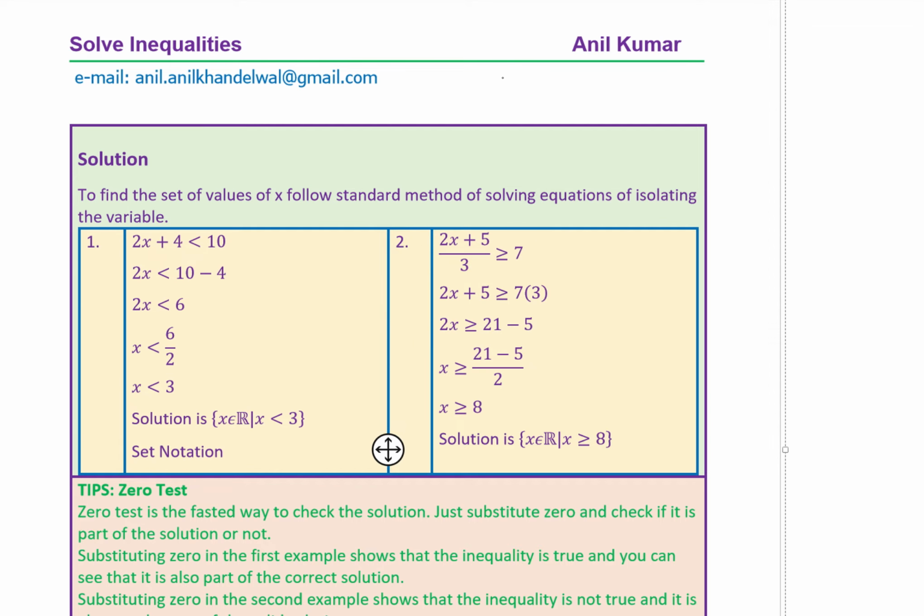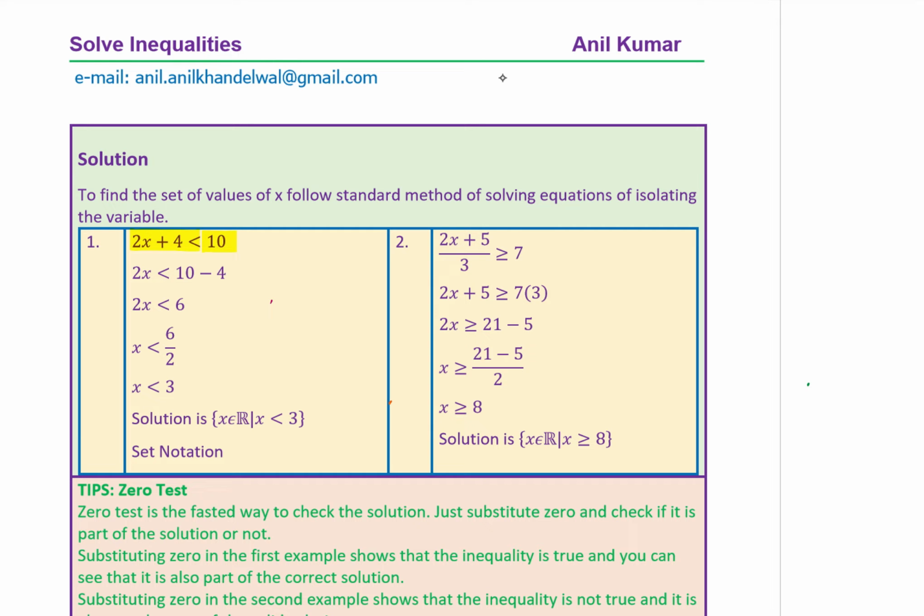So here is the solution of our first inequality. The very first one was 2x plus 4 less than 10. Now the step here is to take away 4 from both the sides. So when you take away 4 from both the sides, then what happens? We're left with 2x on the left side, and the right side will be 10 minus 4. So we could write this as 2x is less than 6.